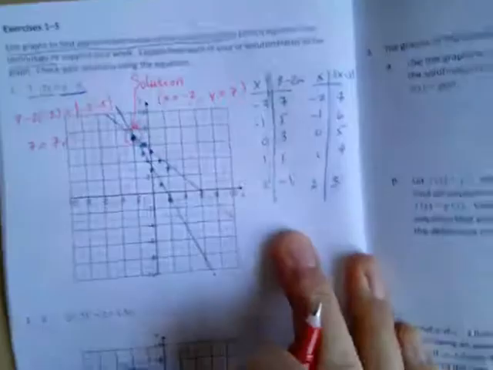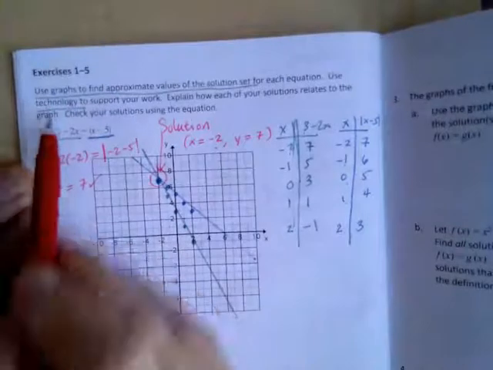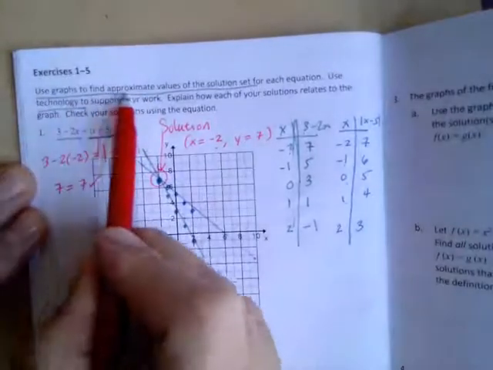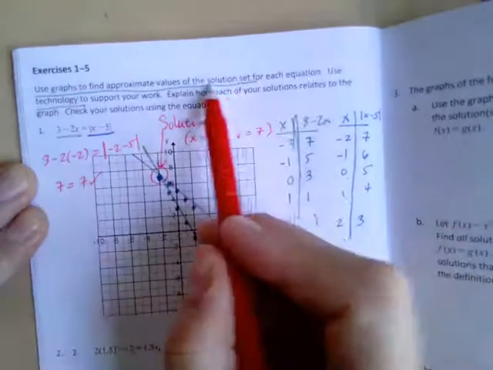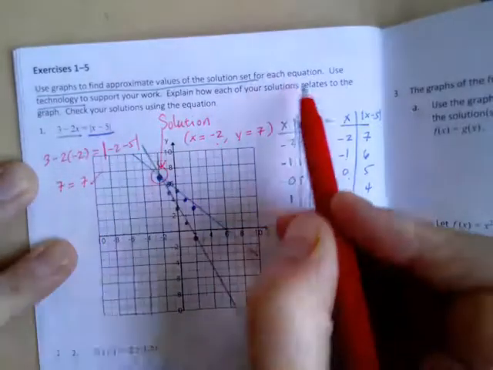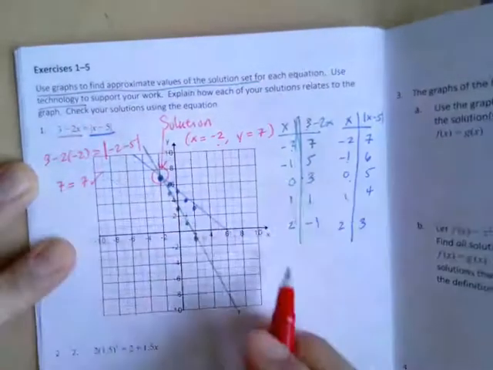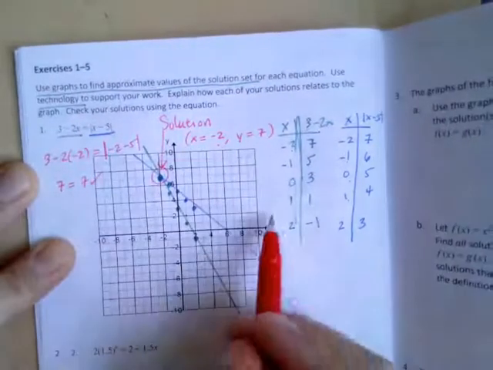So that's number 1. Let's take a look at number 2. We already started explaining some of this in class, but let's review it. In exercises 1 through 5, use graphs to find the appropriate values for the solution set to each equation, where these two values are equal to each other. Use technology to support your work. Explain how each of your solutions relates to the graph. Check your solutions using the equation.